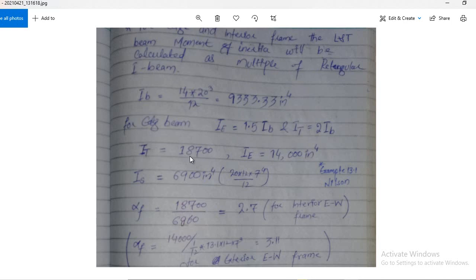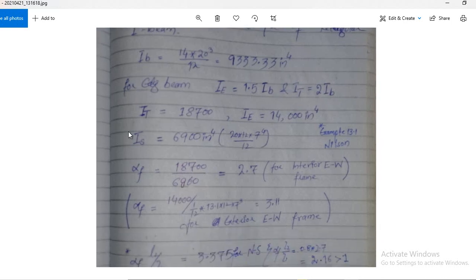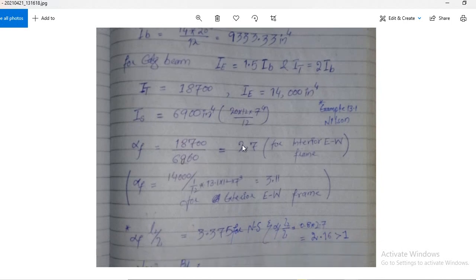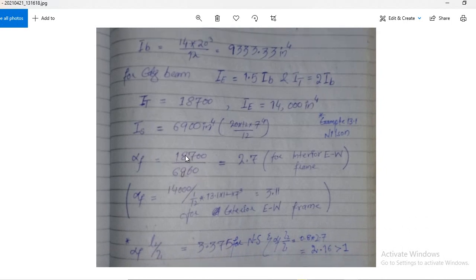We have IT as 18700 and IE as 14,000 inch to the power 4. Here you see, IE will be 1.5 times the moment of inertia IB, and IT, the moment of inertia of the T section, will be 2 times IB. Clear? This condition is also explained in the Nelson book. Now IS is the moment of inertia of the slab, which we already calculated, and I already explained what the alpha F factor is: the moment of inertia of the T section divided by the moment of inertia of the slab.